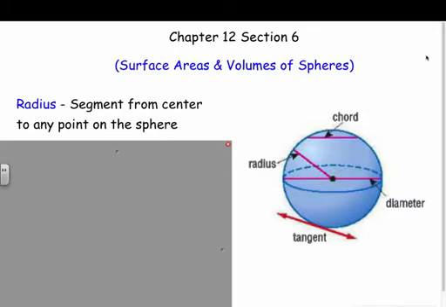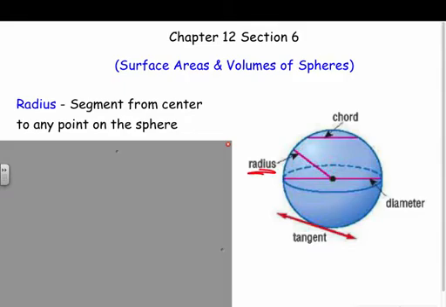If you take a look at my sphere here, which is really just a ball, right? A sphere is just a round ball. It has all the same types of things that are found in a circle. So for example, there's a radius of a sphere. Well, it's just from the center to any point on the sphere. So for example, we have a radius drawn in here.